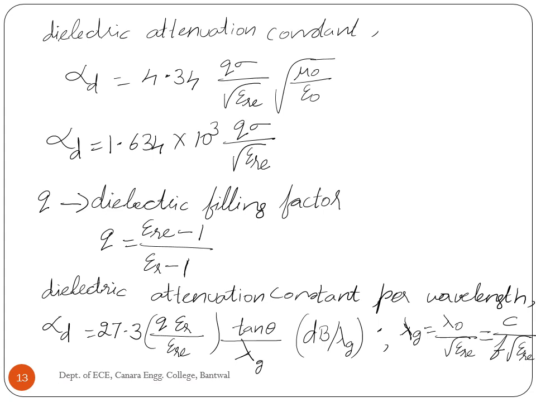If the loss tangent tan theta is independent of frequency, the dielectric attenuation per wavelength is also independent of frequency. If the substrate conductivity is independent of frequency, as for a semiconductor, the dielectric attenuation per unit length is also independent of frequency.